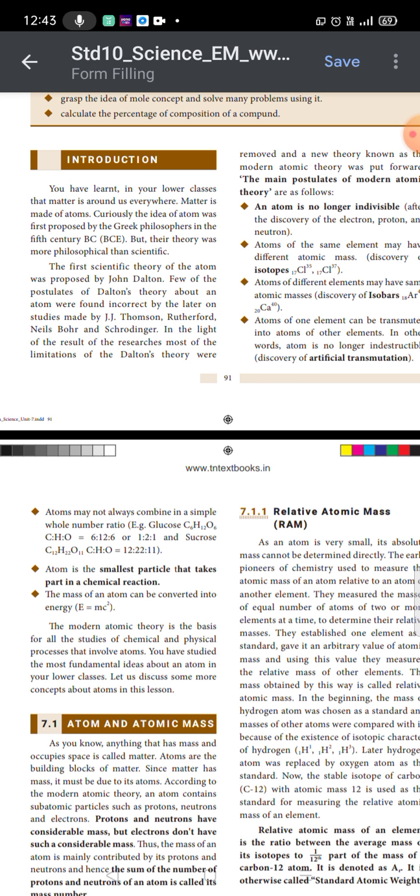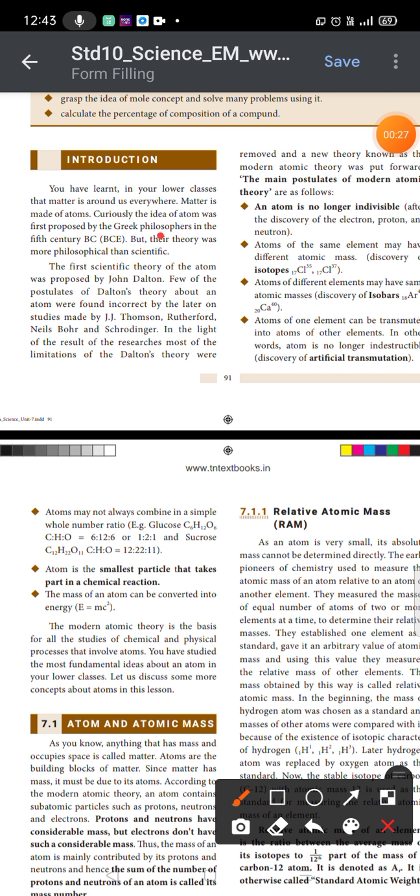Curiously, the idea of the atom was first proposed by Greek philosophers in the 5th century, but their theory was more philosophical than scientific. So, the first scientific theory of the atom was proposed by John Dalton.